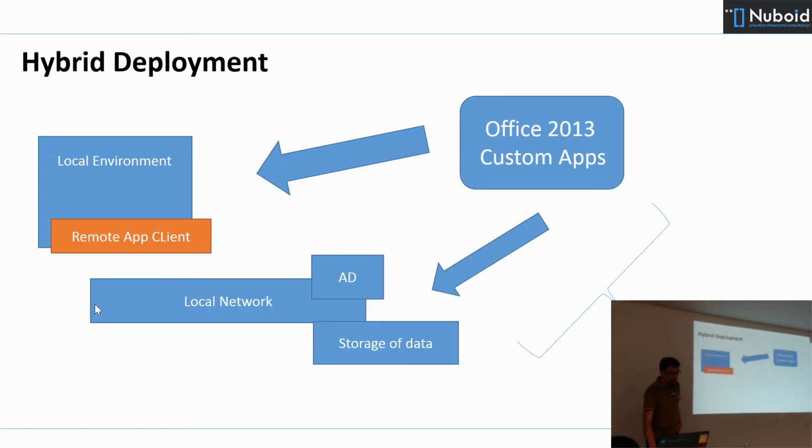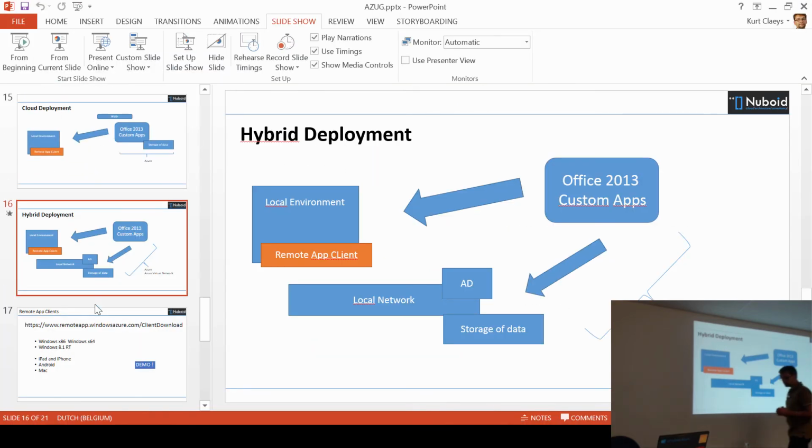Another option is hybrid deployment. And hybrid deployment is based on Azure Virtual Network. So you still have the remote application client. It will stream some data, some applications that are running in the cloud, but it is connected to your local network. So the authentication mechanism here is your local Active Directory. And if you store some data, it will be stored through VPN on your local network. So your data is still on premise, but your application is hosted as a service in the cloud. Those are the two options that you can choose.